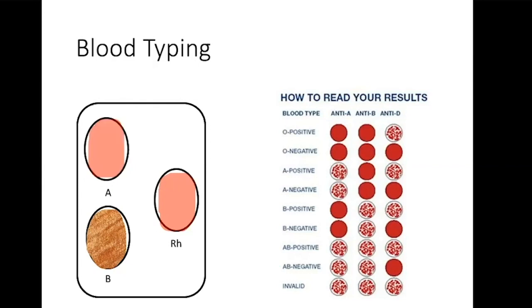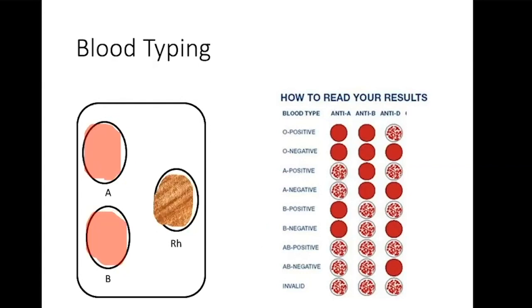In this sample, agglutination occurs only with anti-B serum. That tells me that that is the only antigen present on this blood sample. Therefore, this individual is B negative. I want you to stop the video and see if you can figure out this blood type. It is O positive, since the only antigen present is the antigen for Rh factor.